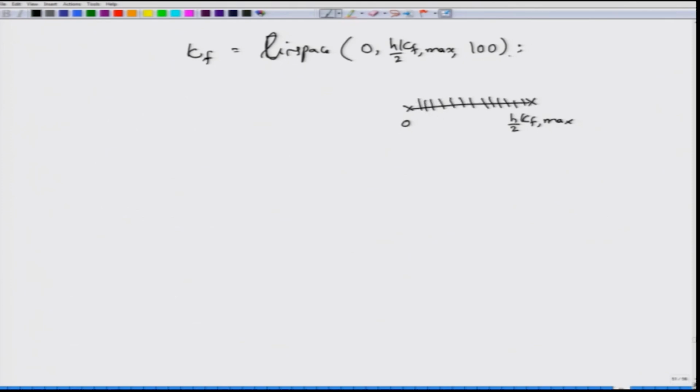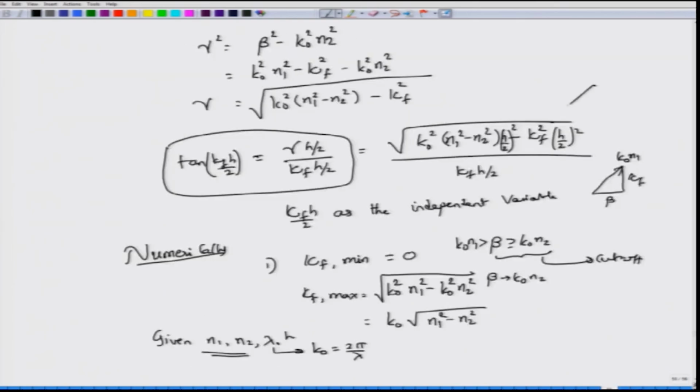So, this can be done numerically, and then you numerically obtain the LHS, which is tan of kappa f h by 2. You can of course define a variable, say z equals kappa f h by 2. In that case, you are simply calling this routine, in whatever language you have, as tan z. Similarly, what would be the right hand side? The right hand side is essentially what we have seen, the square root of this expression, and kappa f h by 2 is what we have called z. Therefore, the denominator is z here, and the numerator is the square root of the quantity under the root.